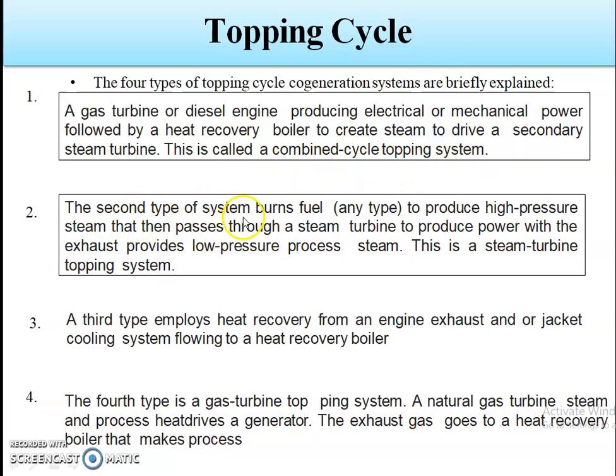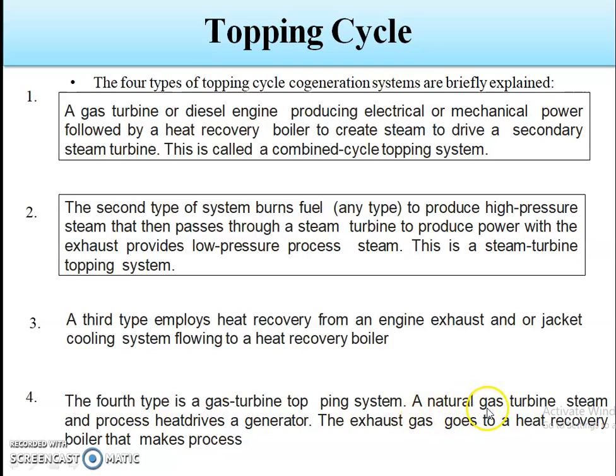The second one is where steam is produced by burning any type of fuel to produce high pressure steam, which then passes through a steam turbine to produce power, with the exhaust steam provided to the low pressure process. This is a steam turbine topping system. The third type employs heat recovery from the engine exhaust and or jacket cooling system, flowing to a heat recovery boiler. The last one is a gas turbine topping system.